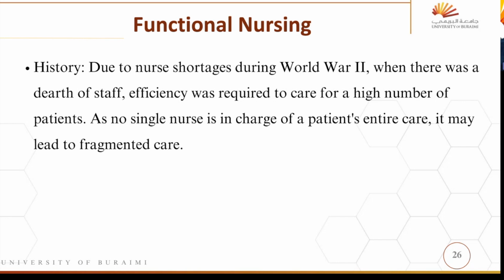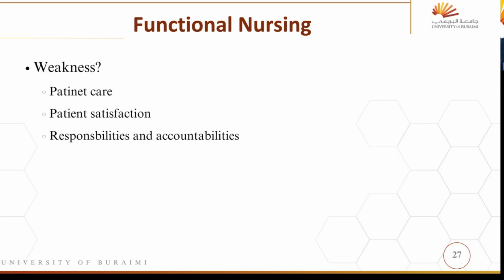As no single nurse is in charge of the patient's entire care, it leads to fragmented care. A negative consequence of functional nursing is that the patient is exposed to a lot of nurses, and this leads to fragmented care. Who is responsible for what? There is no particular nurse responsible, so there is overlap, and no one takes care of the patient beyond the main priorities. All the nurses focus on finishing their specific tasks.